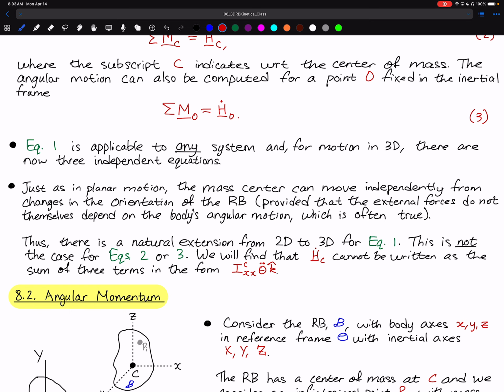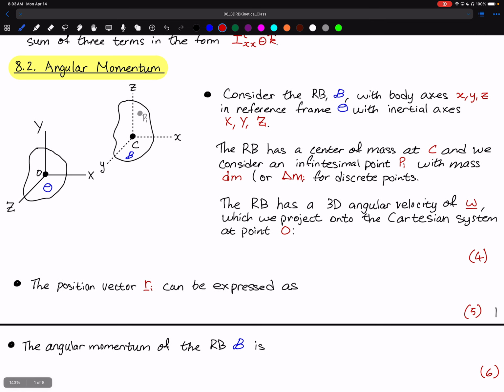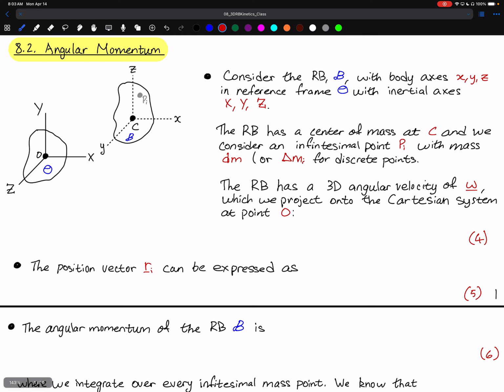All right, we're going to go through angular momentum. And then after we do angular momentum, we'll end up with what is known as the inertia tensor. And then we'll go do impulse and momentum.